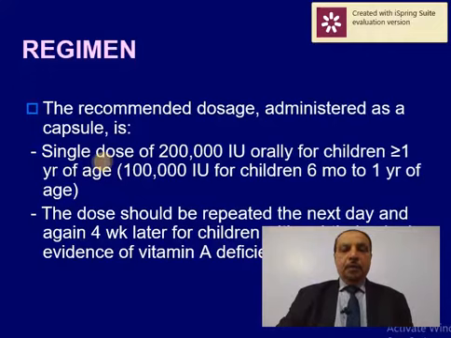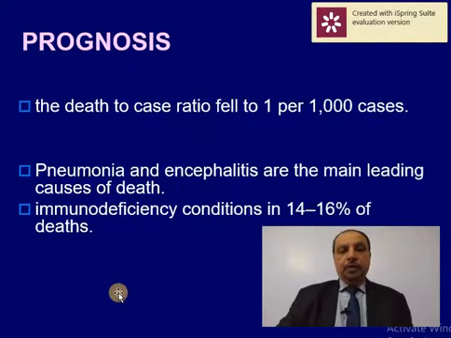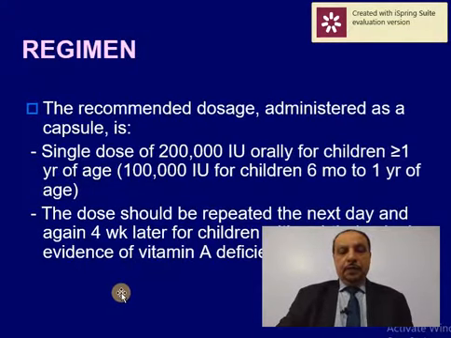This is the regimen we give usually: after the age of 1 year, 200,000 international units orally, while for those 6 months to 1 year we give 100,000 international units. We can repeat the dose the next day and again 4 weeks after in children with ophthalmologic evidence of vitamin A deficiency. As we mentioned before, ophthalmologic evidence like, for example, dryness, keratomalacia, keratoconus, Bitot's spots, and so on.